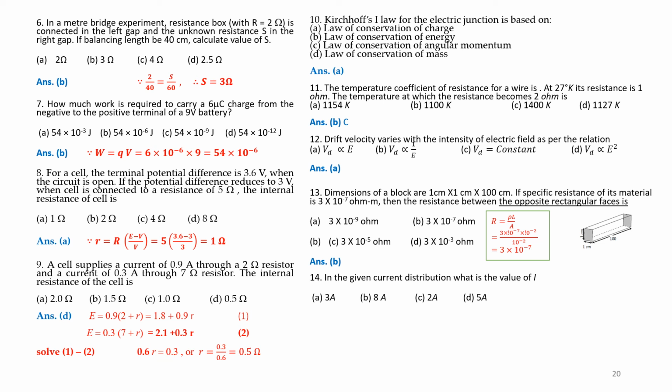Question number 14. In the given current distribution, what is the value of I? This is the figure given. Here you have to calculate the value of the current. Incoming currents are 4 amps plus 2 amps, 6 amps, plus I, is equal to outgoing 3 plus 5, 8. Therefore, I is equal to 8 minus 6, that is equal to 2 amps. Answer is 2 amps.